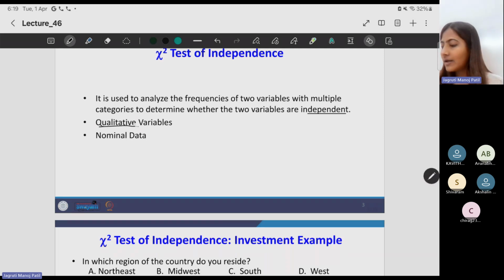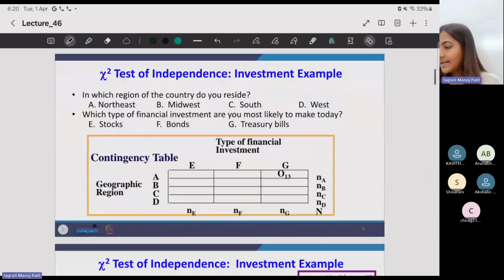Again, it is qualitative and it follows for nominal data. It's not for your continuous data. Okay. So there's this example. In this example, there are two research questions that they are asking over here. This is your first question, Q1. This is your second question.